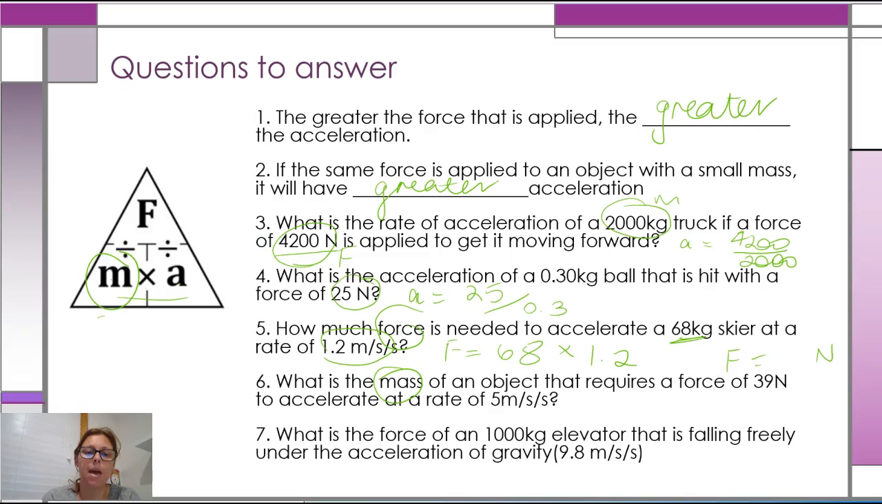So what is the mass? Okay, so we're now working on mass. So what is the mass of an object that requires a force of 39? So mass is force divided by acceleration. So mass is equal to the force, which is 39, divided by the acceleration, which is 5. So your mass will be, remember your answer is in kilograms. And what is the force? Again, so we're now back to force.